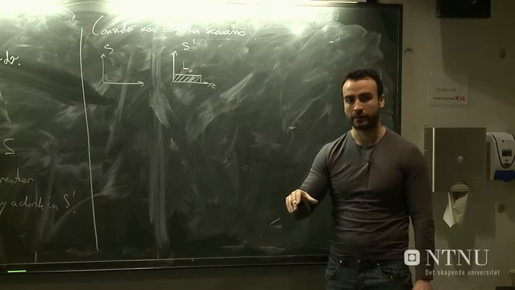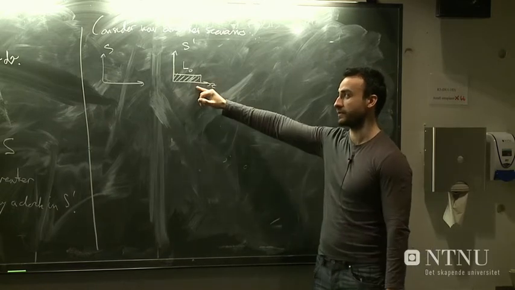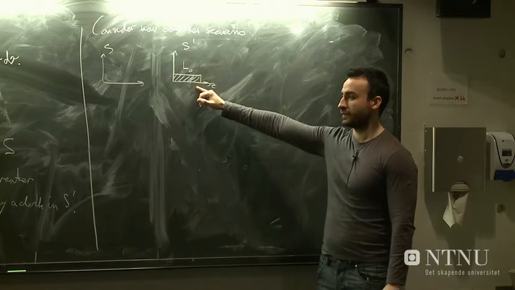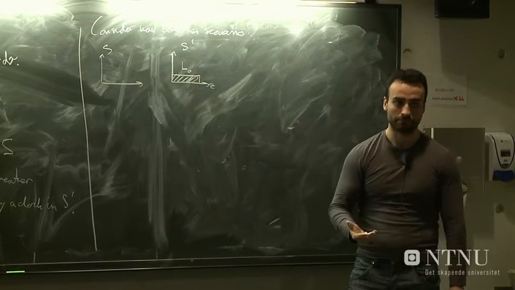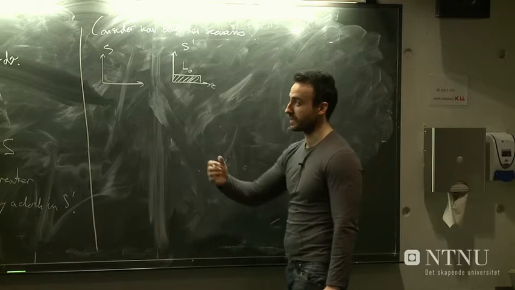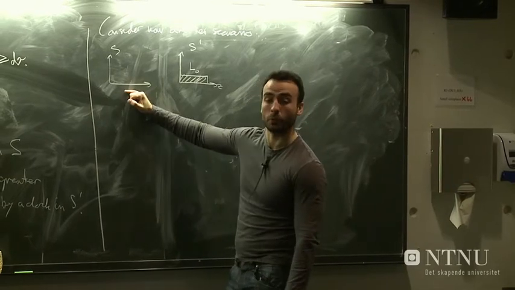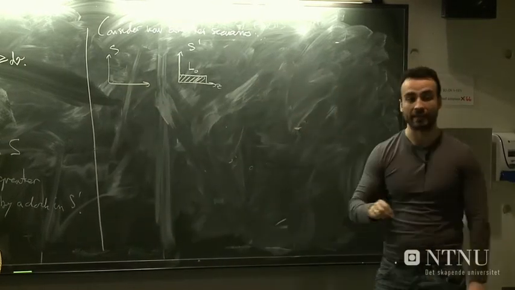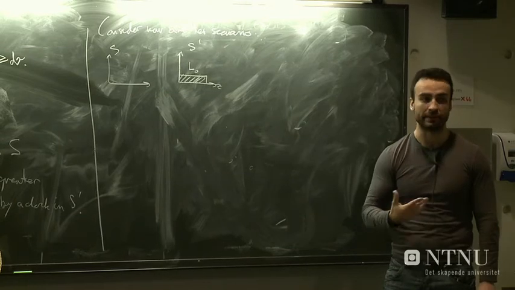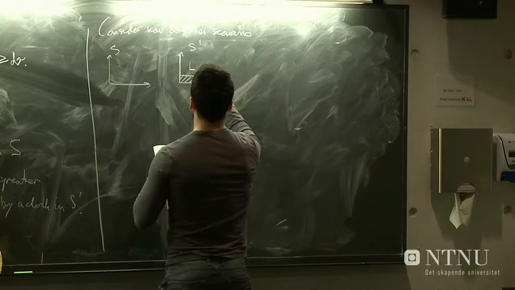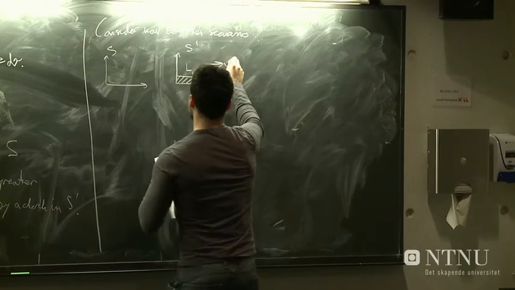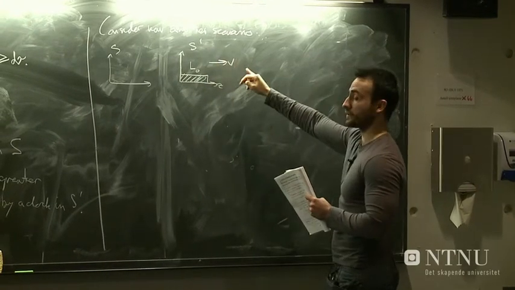So if you're on the train and you measure this ruler, then you will find the length L0. So the question is now, what length do we see as observers in S? Will we see the same length or a different length? So this S prime is moving with velocity v compared to us.